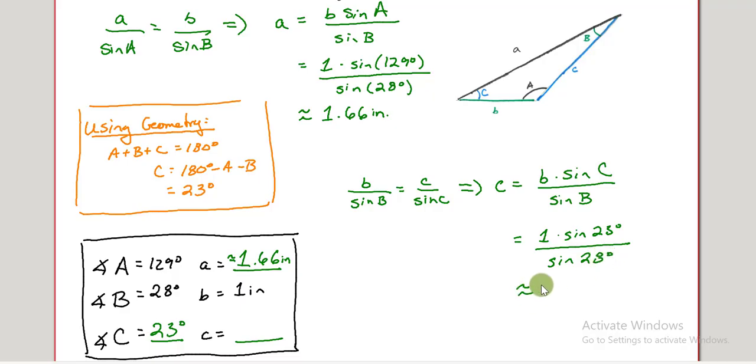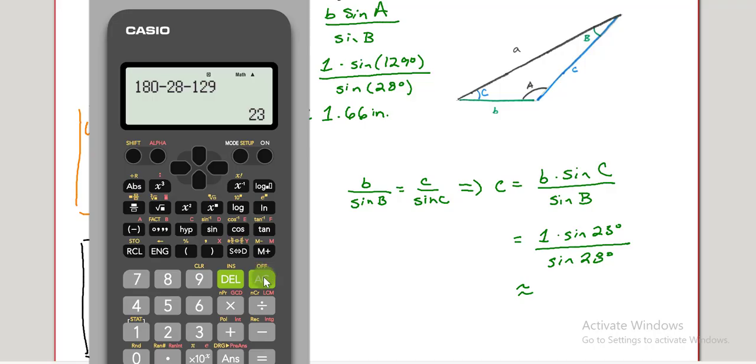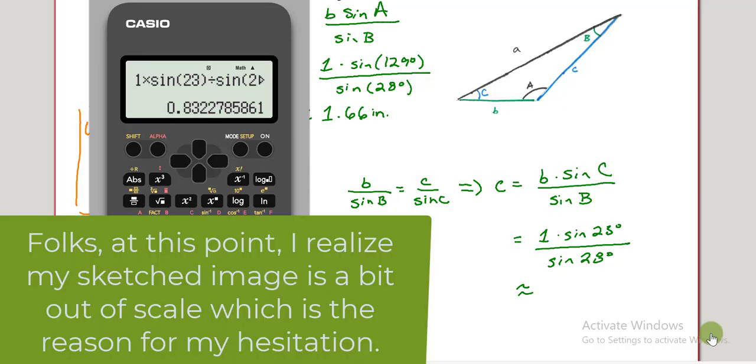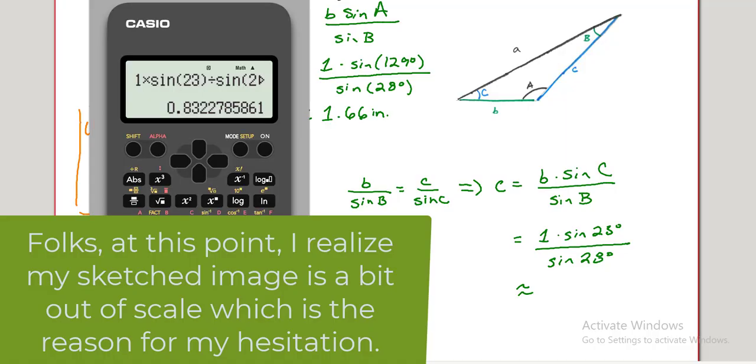And so for my calculator, let's check that again. Let me scoot this over for ourselves. Let's see. So we would have 1 times the sine of 23 degrees, and we'll divide all of that by the sine of 28 degrees. Setting that up maybe a little differently than I did before. There's lots of ways to enter into these new fancy calculators. And so that gives me the length of side C is about 0.83.